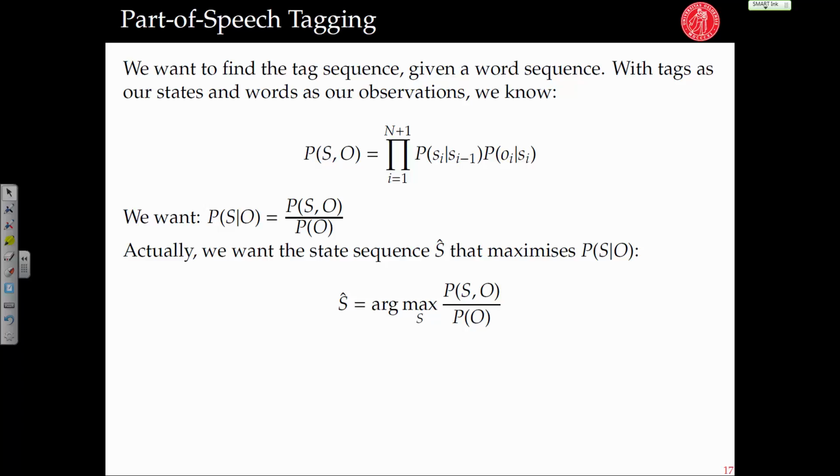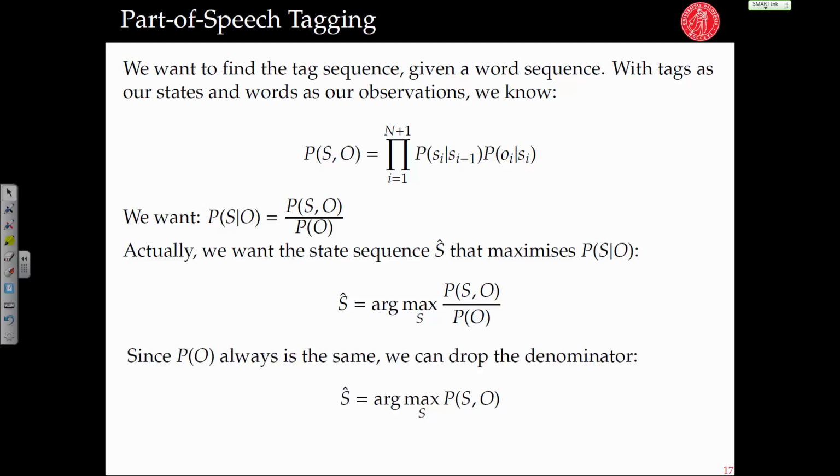And in this equation there is one constant actually. We are searching for the S value that maximizes the term, but the probability of the observation is always the same. The observation is not changing. So while we are searching for the S that maximizes this, we are always dividing by the same number, which means we can simply drop this number and get exactly the same result, because it is not changing.